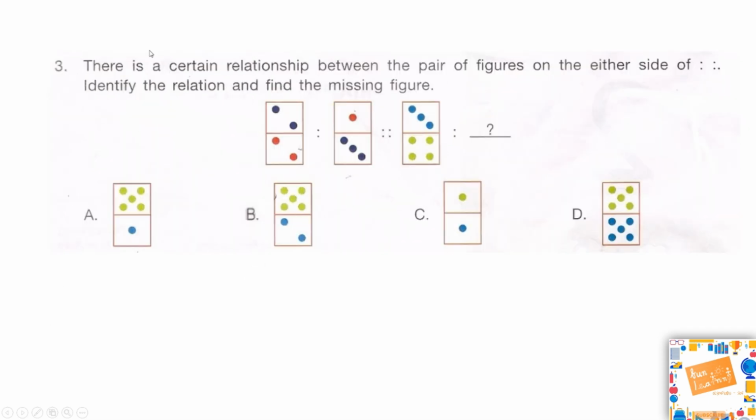Next question. There is a certain relationship between the pair of figures on either side of the 4 dots. Identify the relation and find the missing figure. So here you have the figure. You need to find the figure in the place of the question mark. Is it option A, option B, option C or option D? Your time starts now.